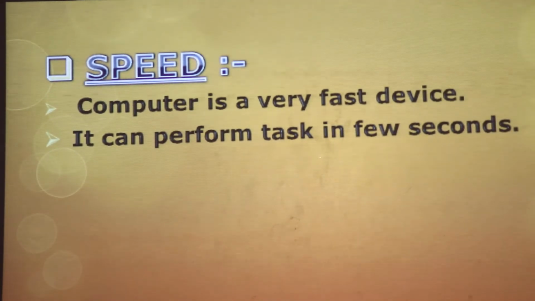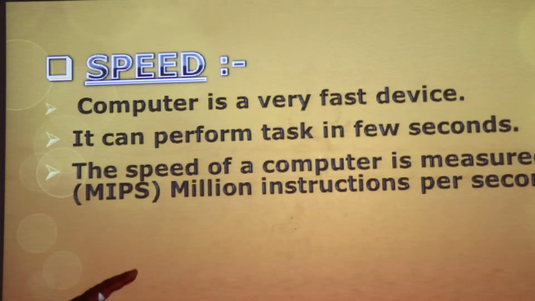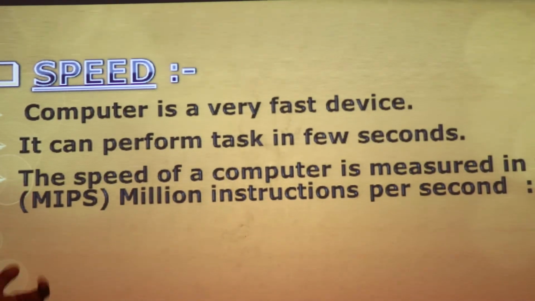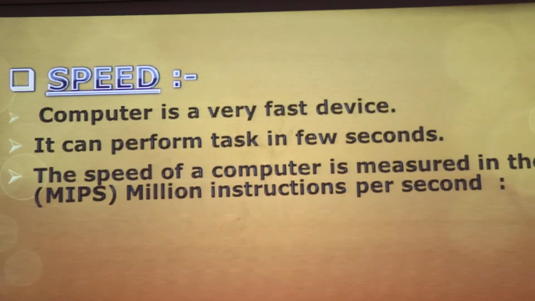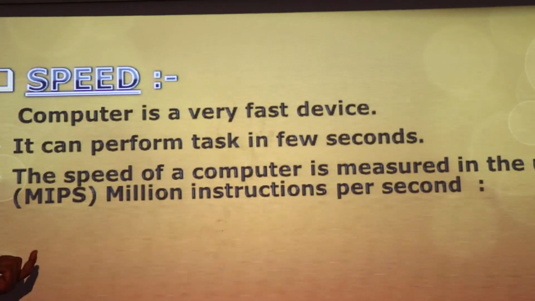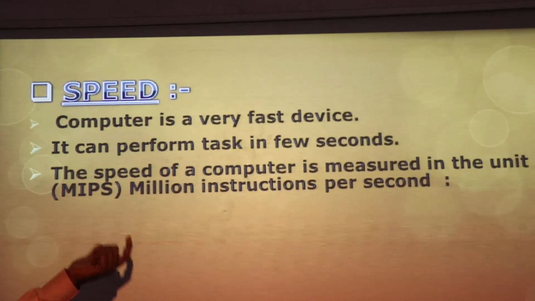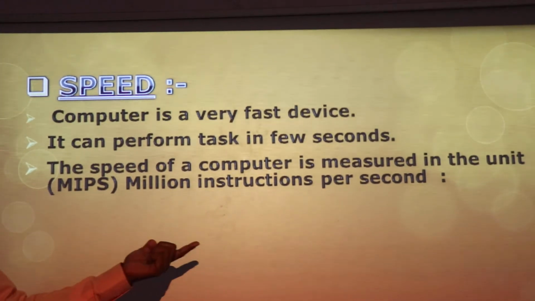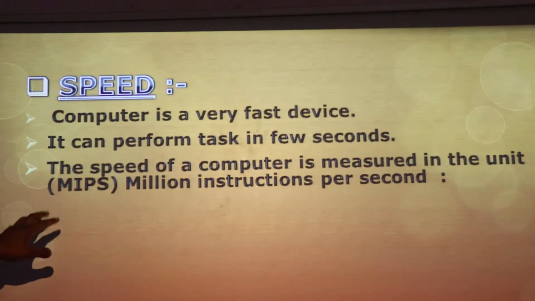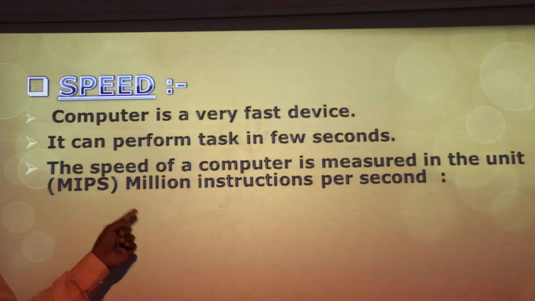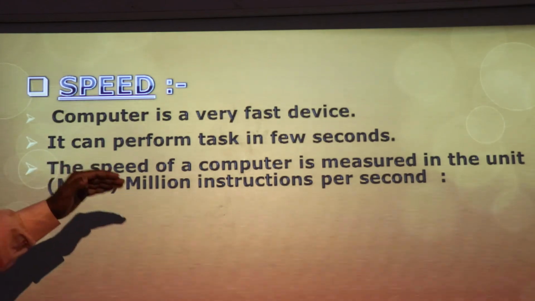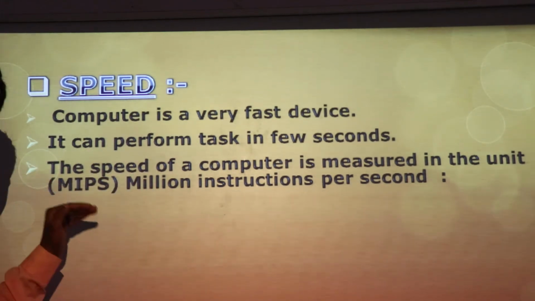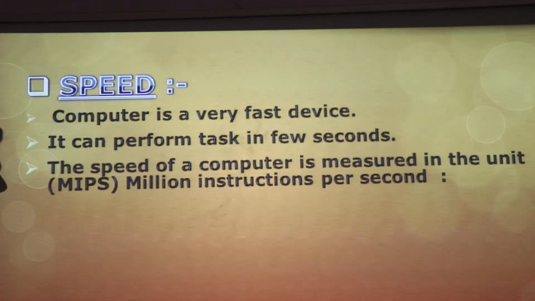seconds. The speed of the computer is measured in the unit known as MIPS. MIPS is the short form, and the full form of MIPS is million instructions per second. What is the full form of MIPS? MIPS is million instructions per second. So the speed of the computer is measured in MIPS, million instructions per second.